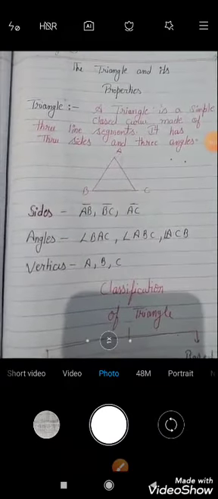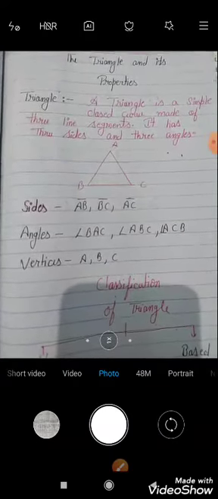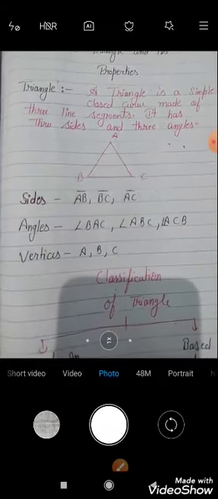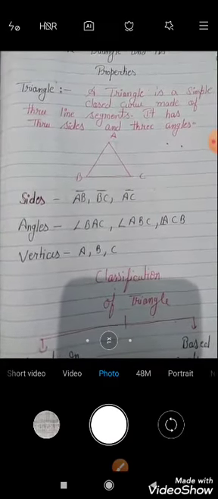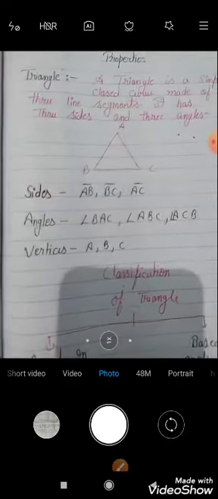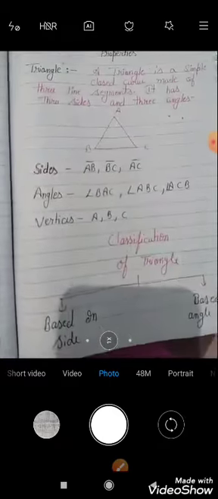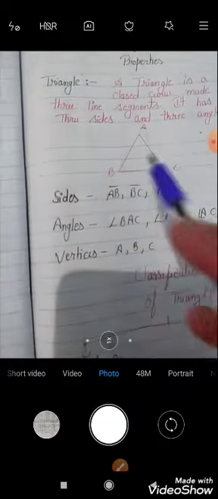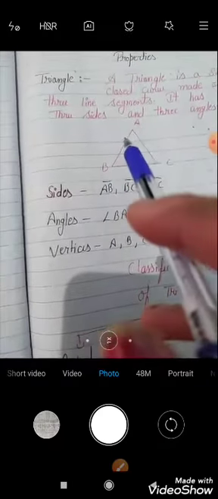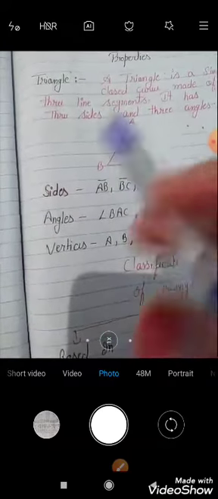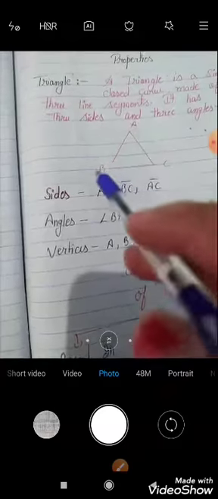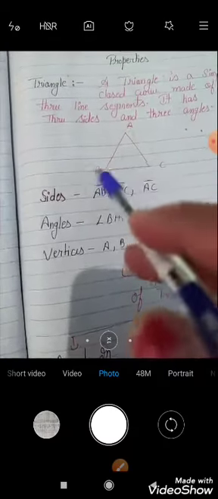A triangle is a simple closed curve made up of 3 line segments. It has 3 sides, 3 angles and 3 vertices. Now you can clearly see here that ABC is a triangle. How can we say that ABC is a triangle? Since it has 3 sides that are closed.